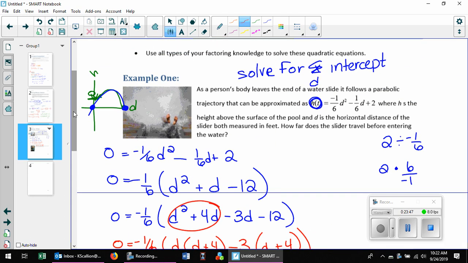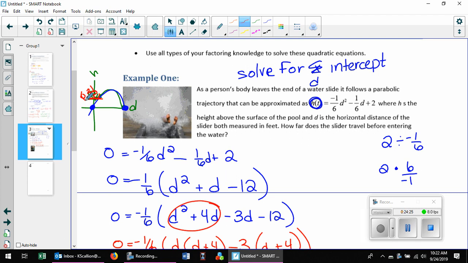Oh, I have a question for you guys. We're flying through. What does the y-intercept represent? Remember, this is you on your slide. And this would be at 0 and 2, right? That's my y-intercept at 0 and 2, because it's in standard form, I can see that's my y-intercept. Easy, easy. What does that represent? The height of the slide, right? So the height of the slide is 2 feet above water level.